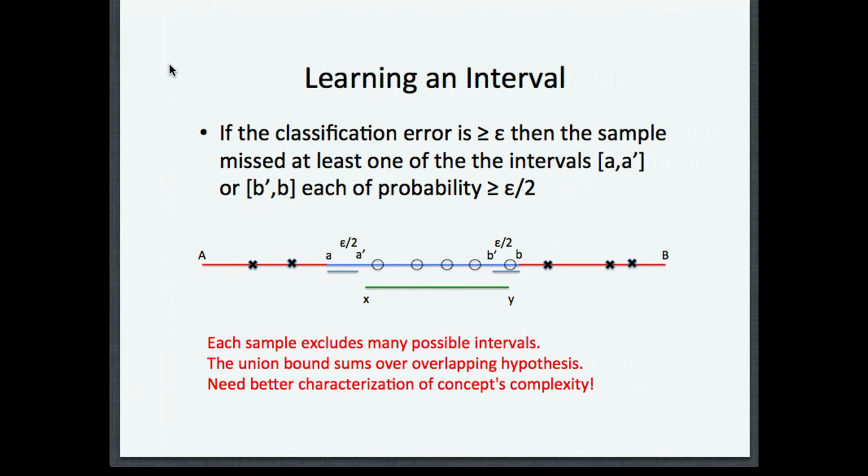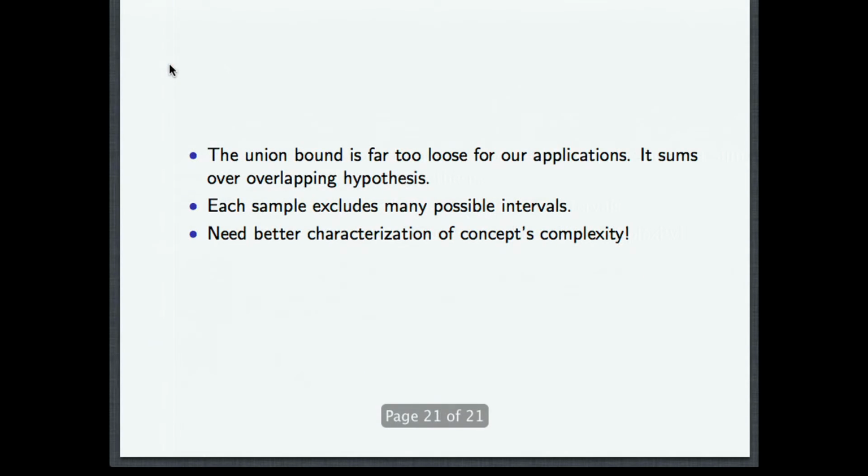Before, our union bound could only work with a finite number of concepts. Here we're in an infinite number of concepts, yet it's so easy to learn. Well, each sample here excludes many possible intervals. So if I have this negative example, I know that all the intervals that include this one are excluded. The union bound, of course, sums over overlapping hypotheses. So we need something much better, much smarter, in order to figure out how many samples we need. Okay, that's the proof. Okay, so we switch to the second.